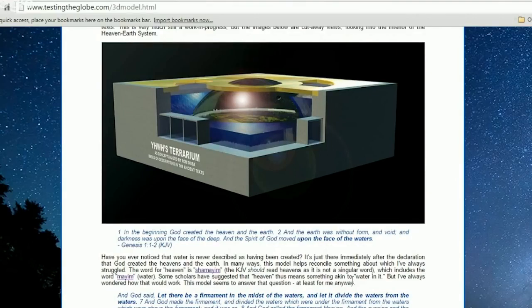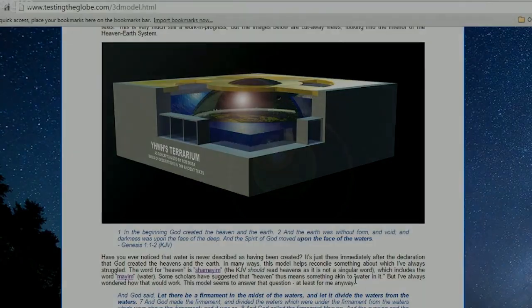So anyway, the word for heaven is Shemaim, which includes the word Maim, which is the word for water. And some scholars have suggested that heaven thus means something akin to water in it. That could be one of the ways you could interpret it, as if it's like a compound word, heaven with water in it, or heaven meaning water in it. But I've always wondered how that would work. Well, this model seems to answer that question, at least for me anyway.